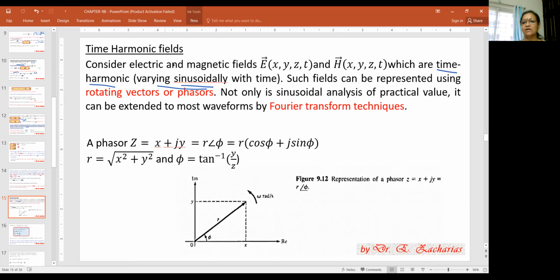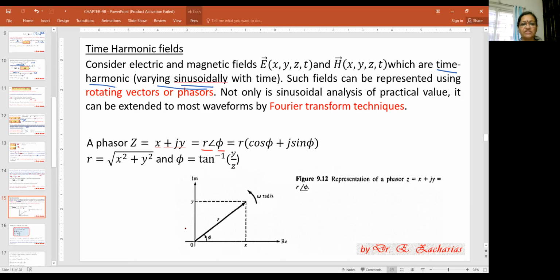Sometimes it becomes nice for us to go for what is called the phasor representation. So what is a phasor? A phasor Z is written as x plus jy, or you can write it in R phi form. This is a complex representation, and then writing it in the R theta form is something similar. If you expand it, it becomes R cos phi plus j sin phi, on a complex plane. R is equal to the square root of x square plus y square, and phi is equal to tan inverse of y by x.